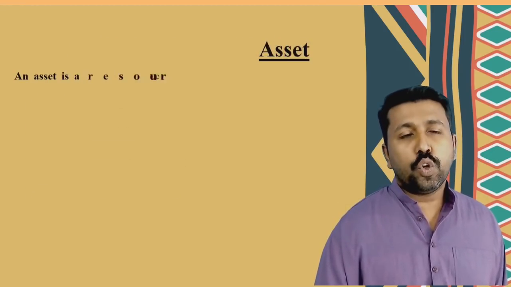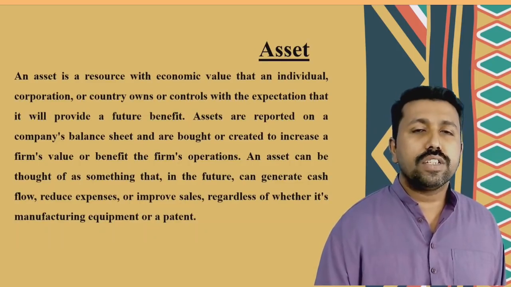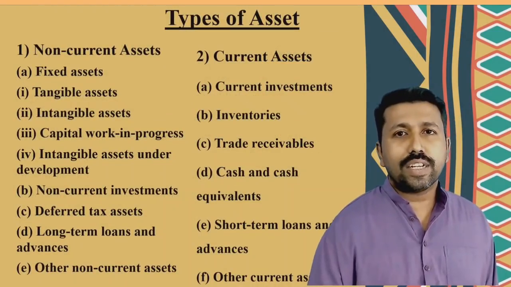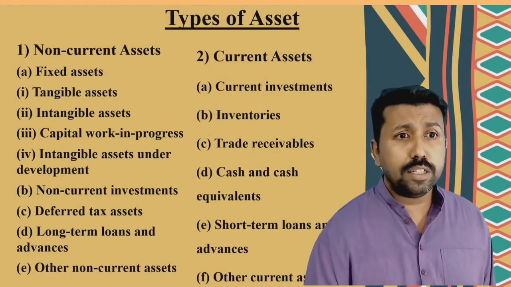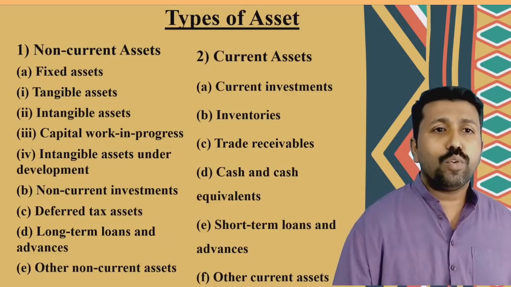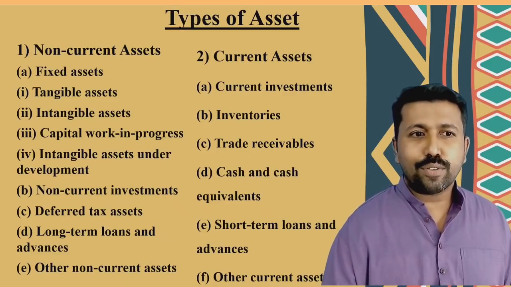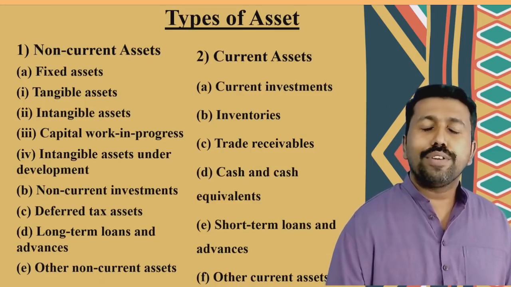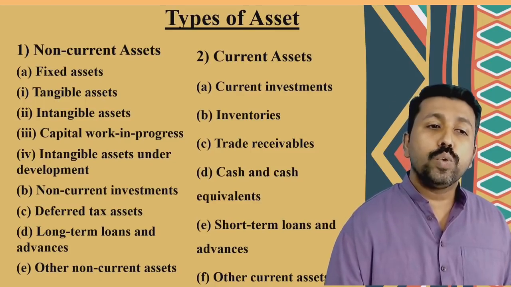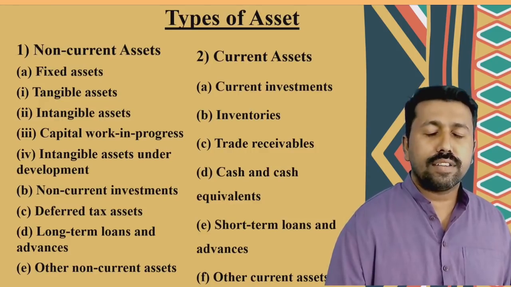And assets, you know very well, these are all the properties of the organization, the resources of the organization, which may be classified into non-current and current. Non-current will include fixed assets, again classified into tangible, intangible, capital work in progress, intangible assets under construction. Non-current investment also comes under that category. Deferred tax asset is there. Long-term loans and advances given by the firm to outsiders. Other non-current assets come under the non-current asset category.